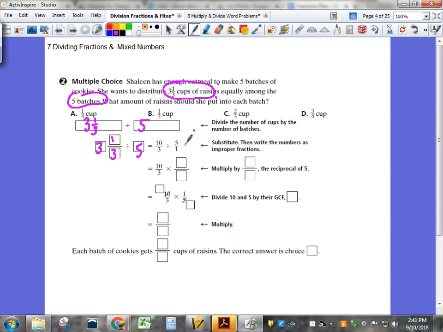And again, we know when we are dividing a fraction, what are we really doing? Multiplying by the reciprocal. So 5 over 1 becomes 1/5. Now we're ready to simplify. 10 and 5's greatest common factor is 5. So my 5 becomes a 1, my 10 becomes a 2, and 2/3 is my final answer. Each batch of cookies can get 2/3 cups of raisins. If I was taking a multiple choice test, I would say answer C is my correct option.